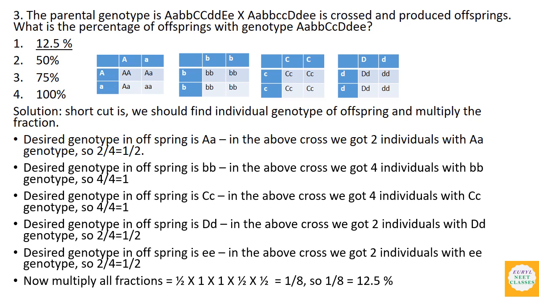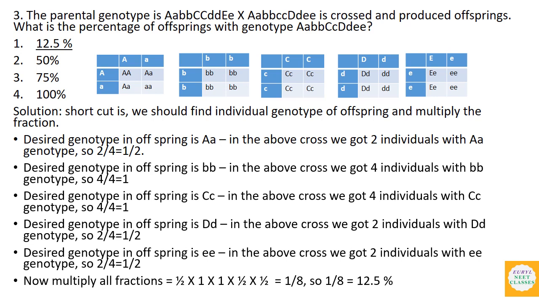For the last character, one parent has capital E, small e, crossed with small e. What we require in the offspring is the recessive character, small e. Those are 2 individuals out of 4, so it is going to be 2 by 4, which is equal to 1 by 2. After doing these individual monohybrid crosses, whatever fractions we got, we have to multiply them.